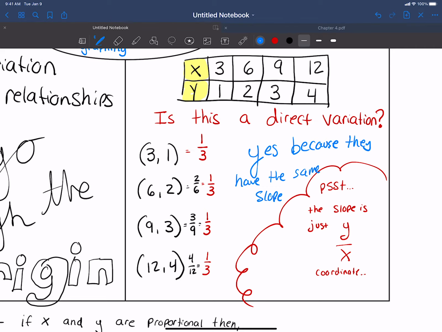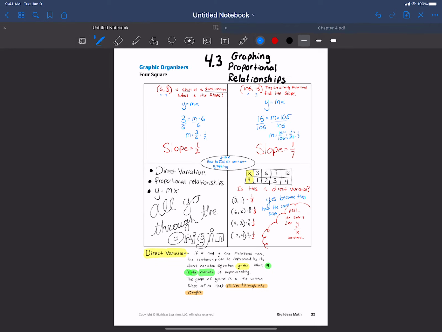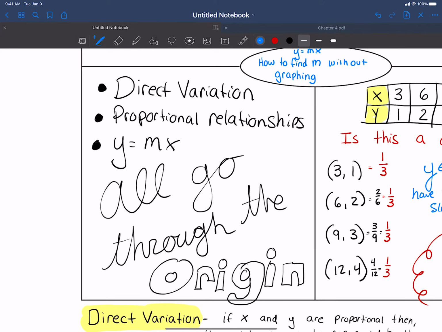Man, that's big brain thinking there, Ian. Pretty awesome. Okay, guys, that was a whole lot of information coming your way, but if you think about the main idea today, is it kind of easy? Yes. All I'm asking and telling you is that if something is a direct variation or a proportional relationship, or if you use y equals mx, it's going to go through the origin, and all the points will have the same slope. Yeah, how easy is that?